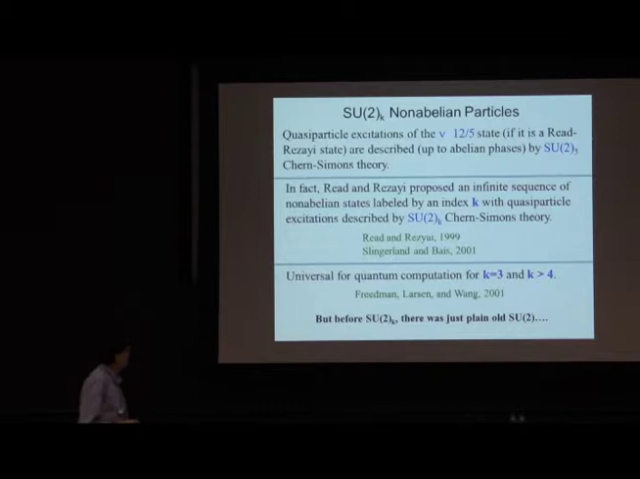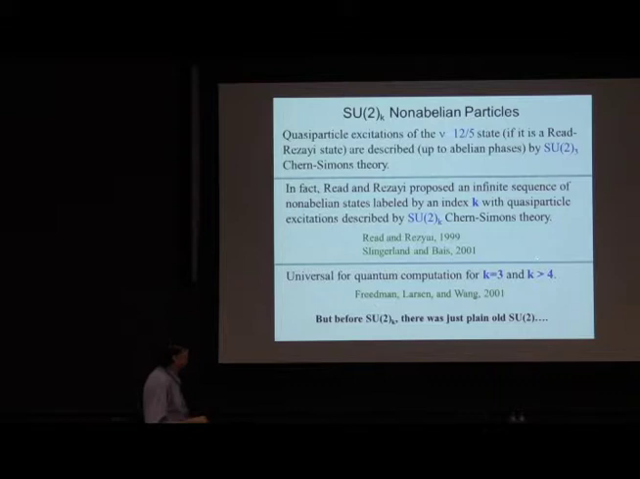And in fact, one of the things that was proven in this paper by Freedman, Larsen, and Wang is that these anyons are universal for quantum computation for k equals 3. That's the Fibonacci case, which we've essentially just proved here, but not for k equals 2, Moore-Read. And for k greater than 4, so you can see k equals 4 is left out as well.